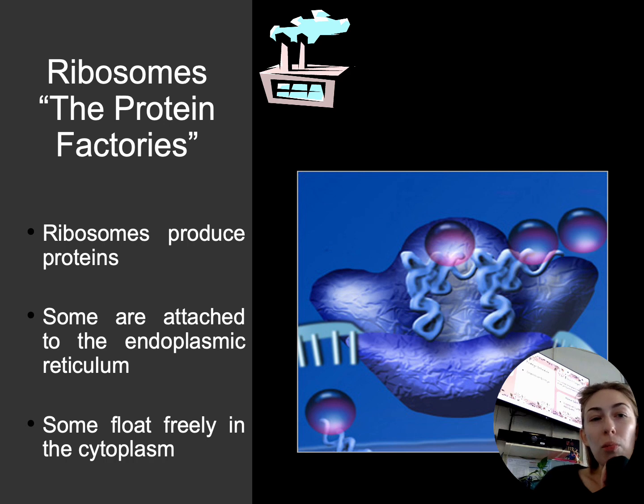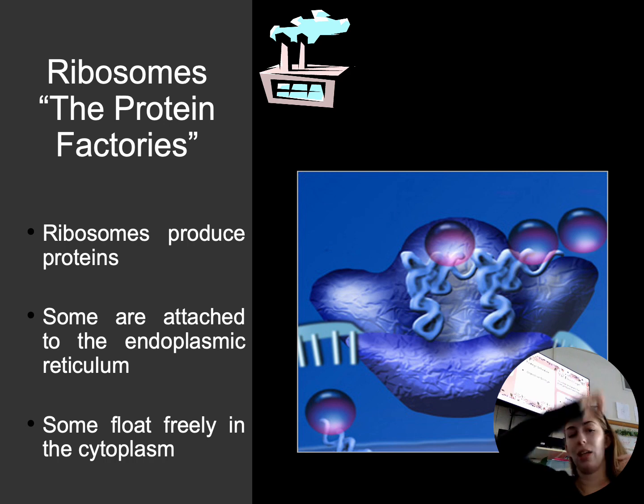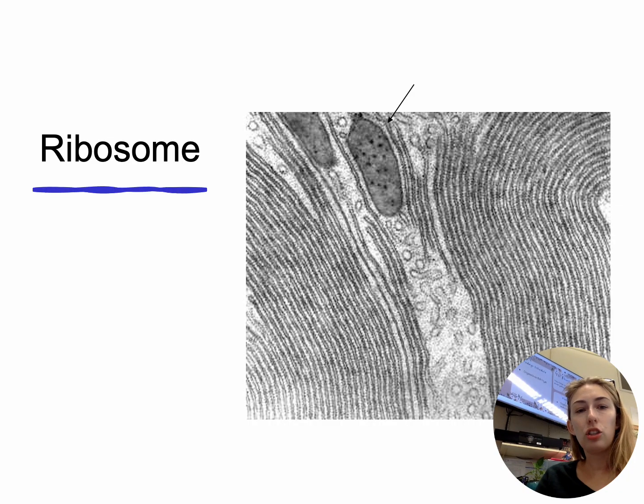Okay, so ribosomes are known as the protein factories. And so with that being said, ribosomes produce proteins. Some of them are attached to those endoplasmic reticulums. Others, on the other hand, are going to float freely in the cytoplasm. So a lot of times they're going to be attached to those endoplasmic reticulums, other times they're going to be loose. So if you ever see little circly things along our endoplasmic reticulum, those are ribosomes. Now remember, not all of our endoplasmic reticulums are going to have ribosomes though.